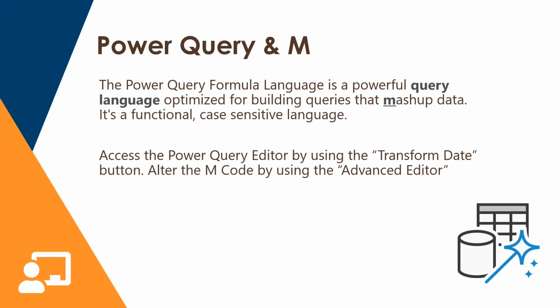So we've already talked about Power Query and M a little bit, but here's just another slide. I like to reiterate about Power Query because it is going to be the primary place where you do your ETL transformations, and it is really critical in creating a clean backend for your report. To access the Power Query editor, you will use the Transform Data button. And if you'd like to alter the M code, you can do so by using the Advanced Editor.